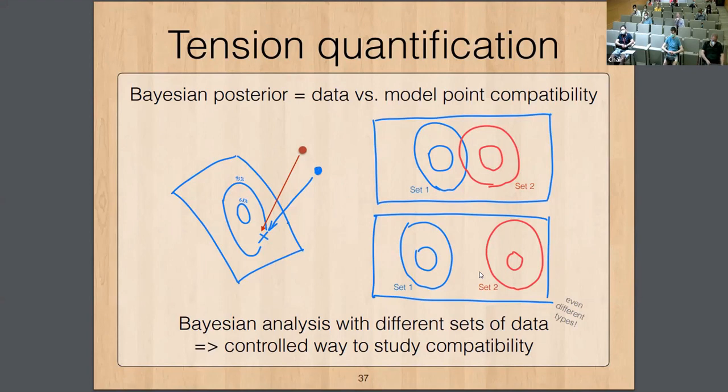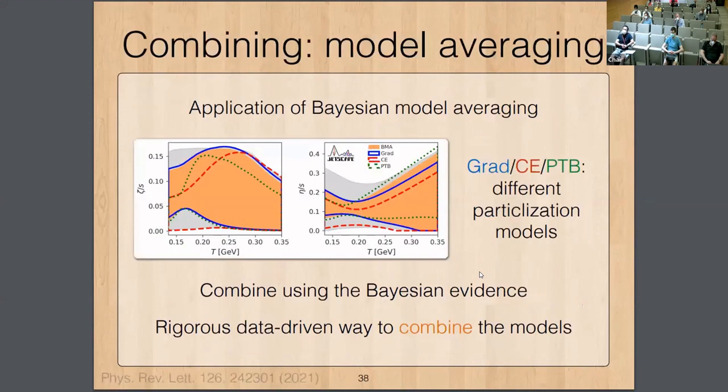And I think what's very cool is that it gives us a controlled way to study compatibility, even if the data bins do not line up, or even if we have different types of data. So for example, there's the high pT B2 and the RPA puzzle. And this is one potential application for that. If we have a model space that we think captures most of the physics that we want, then we can run this and quantify the tension between different types of data sets.